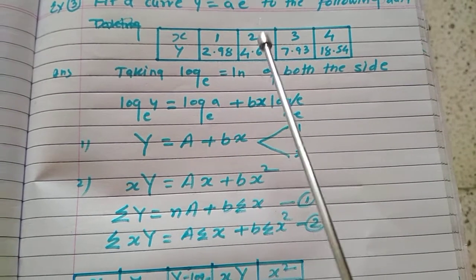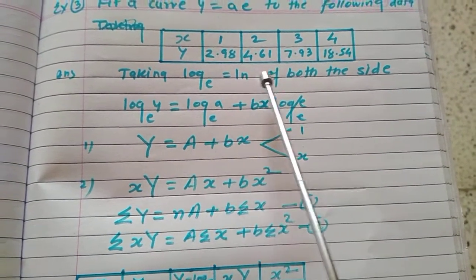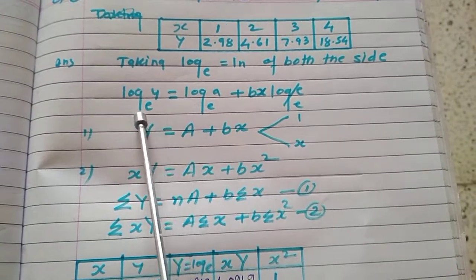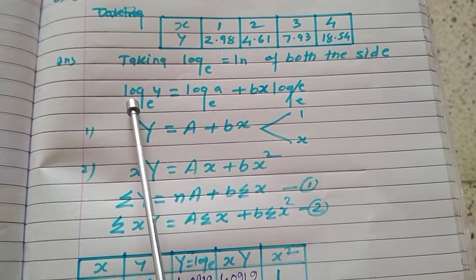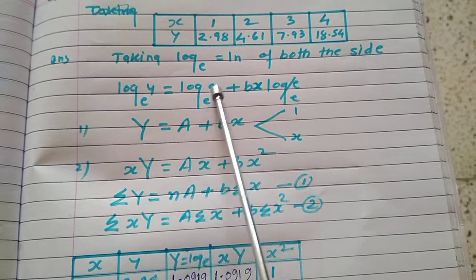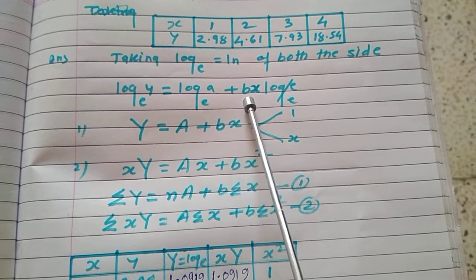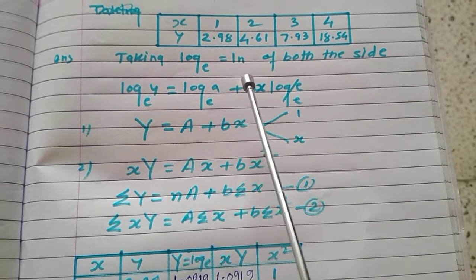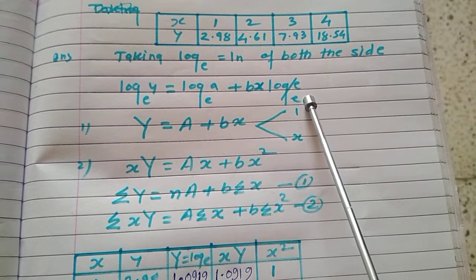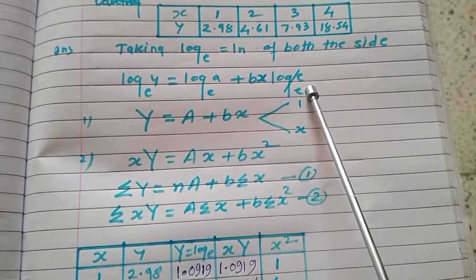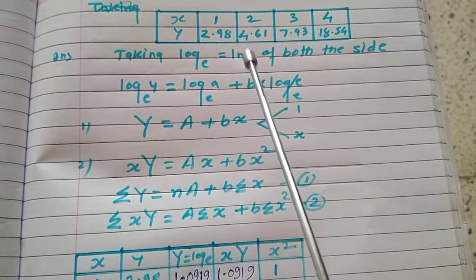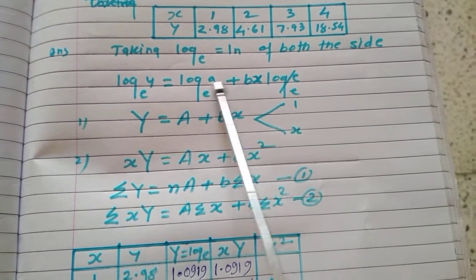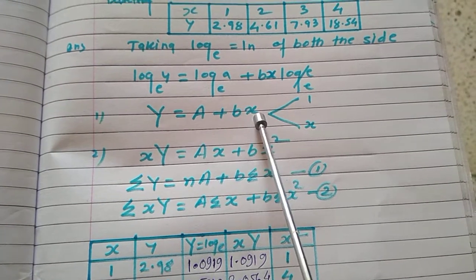You can take even simple log also, to the base 10. I will explain. But first take log to the base e of both sides. So when I take log of both sides, this becomes log of y to the base e, log of a to the base e plus bx power, and log of e to the base e cancels. That's why I have taken log to the base e in this problem. But remember, you can take simple log also. But in that case, you will get the log of e to the base 10 value, and you will get a new type of straight line.